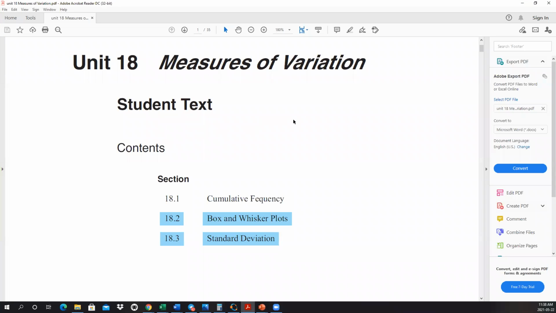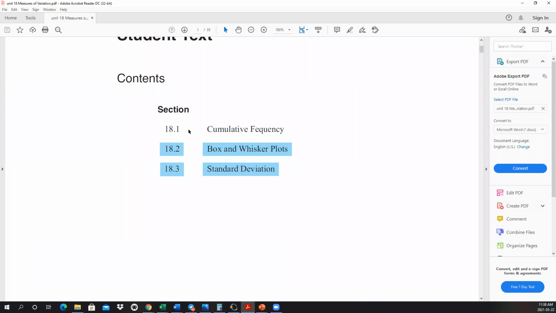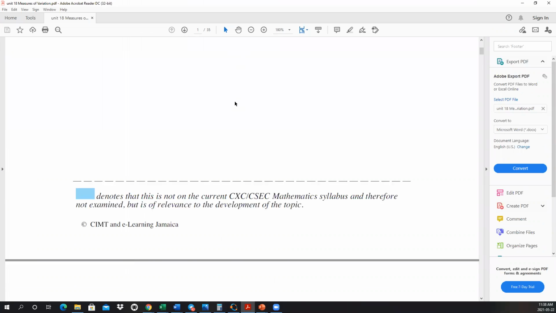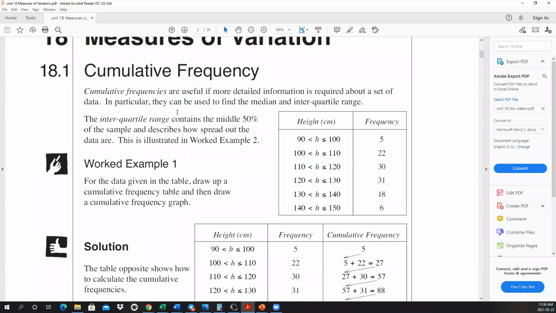All right, so now we're going to look at measures of variation. It says cumulative frequency, so box and whisker plots, standard deviation. So these in blue, we're not going to look at, but we're going to look at cumulative frequency.